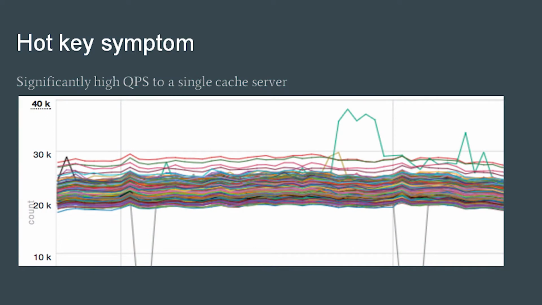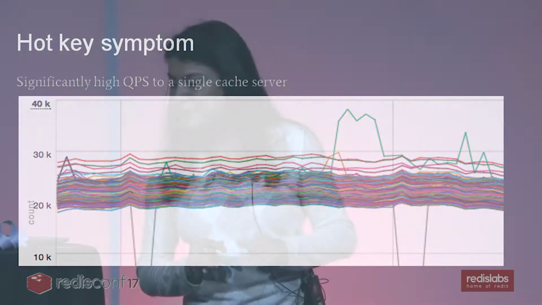So how are we handling hotkeys? Before that, this is a graph that shows what a typical hotkey symptom would look like. You can see that the line in green, this was actually during a hotkey situation, shoots up. It's the QPS to a cache server, shoots up suddenly, and it's higher than the average QPS to the cache cluster, and it stays there for a non-trivial amount of time. So if you ever saw this in your metrics, that is clearly an indication of one popular key in there.